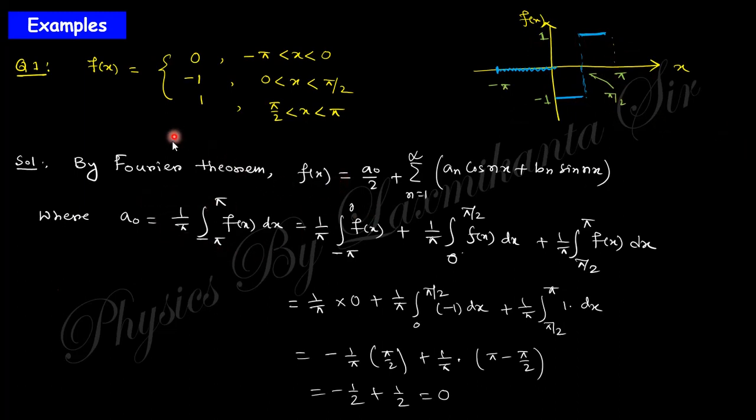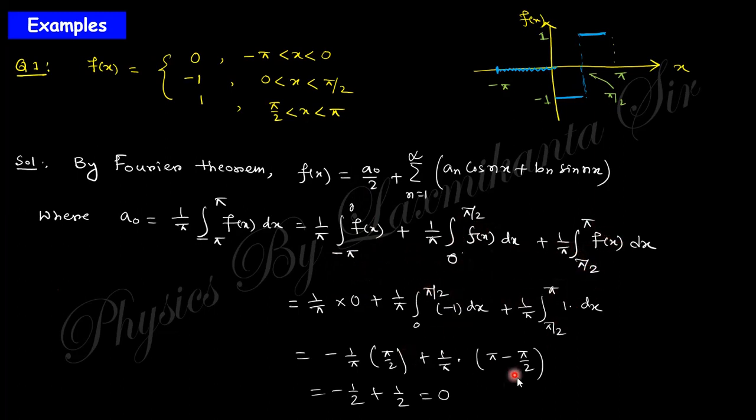That's why we can represent this function as a Fourier series. Okay, so from the Fourier theorem, we know this function will be a0 by 2 plus summation n equals 1 to infinity of an cos nx plus bn sin nx, where a0 is 1 by pi times the integral from minus pi to plus pi of f of x dx. Put in this value of f of x: in this region minus pi to 0 it is 0, 0 to pi by 2 it is minus 1, and pi by 2 to pi it is plus 1.